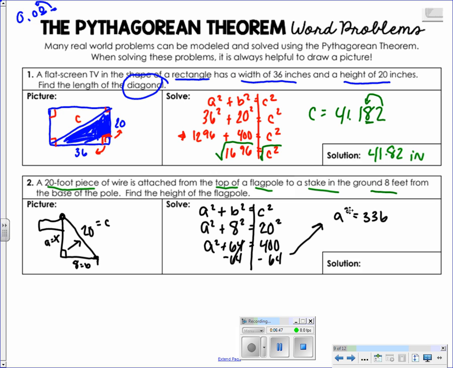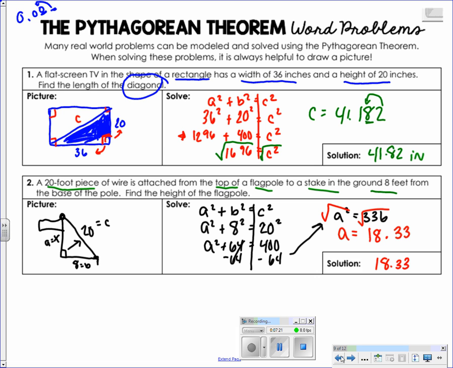So I know that some number times itself is 336. To find that number, I have to take the square root of A squared, which leaves me with A, and then I have to take the square root of 336. And I don't think that's a perfect square, so I know my answer is going to be irrational. This is an irrational number.